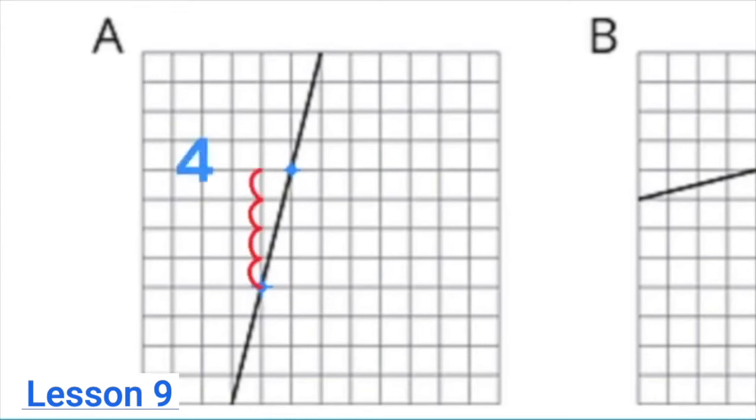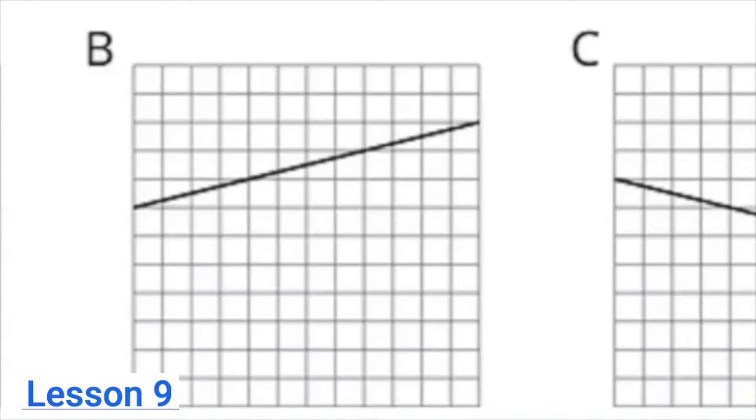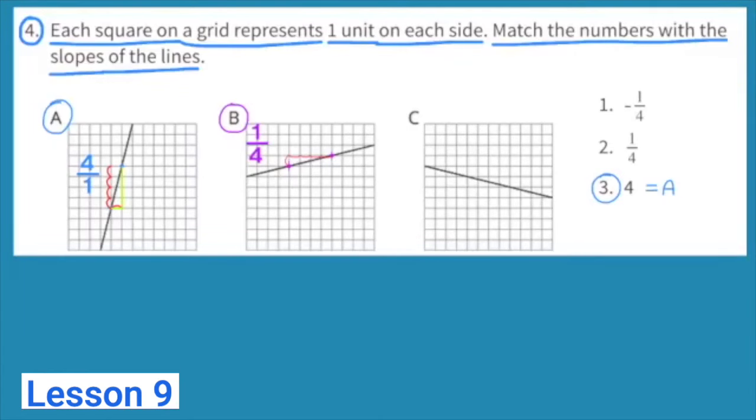I rise up 4 units, and I run 1 unit. That's a slope of 4 over 1, and 4 over 1 equals 4. The slope for the line on graph A is 4. Let's take a look at the line on graph B and find locations to put 2 points. These 2 locations are perfect locations to put points to find the slope. I'm going to rise up 1 and run to the right 4. That's a slope of 1/4. The line on graph B has a slope of 1/4.